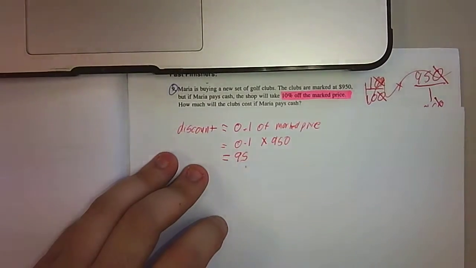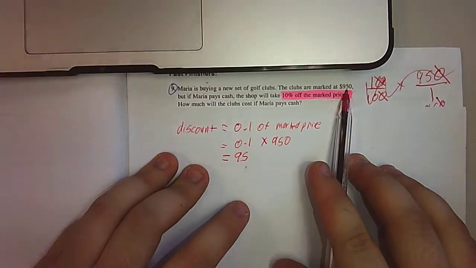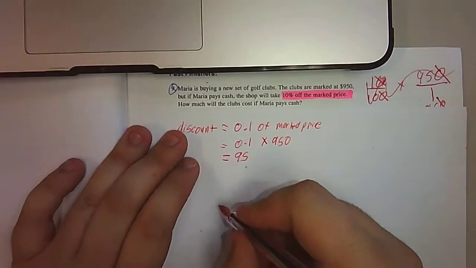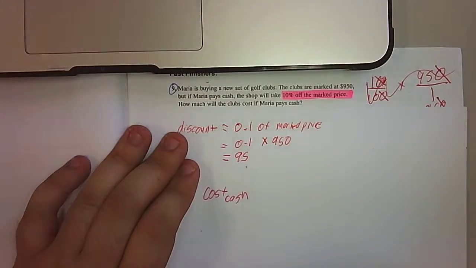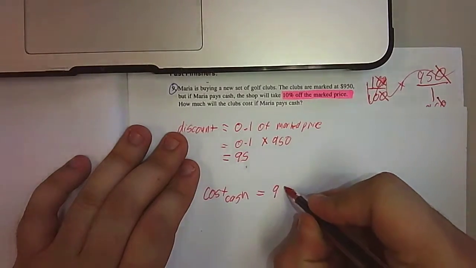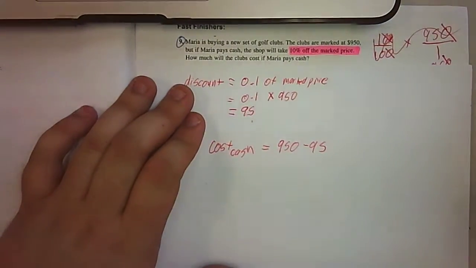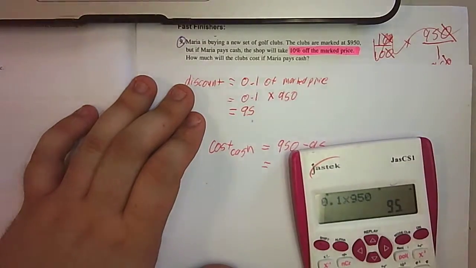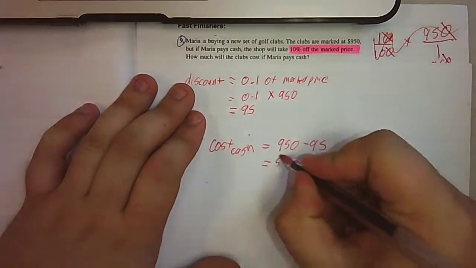Now that's just a discount. The golf clubs cost $950, and you get a $95 discount. So the amount that she will pay, or the cost, if she pays cash, is equal to 950 minus 95. So I'm taking off the discount there, and you can use your calculator again, you should get 855. 950 minus 95 is 855. So that's what she'll pay for that one.